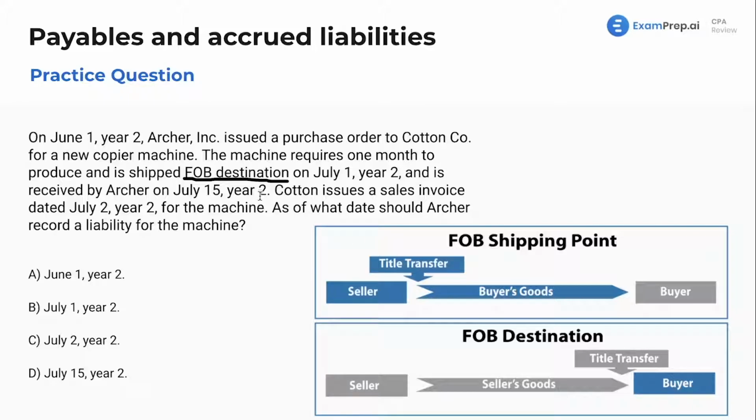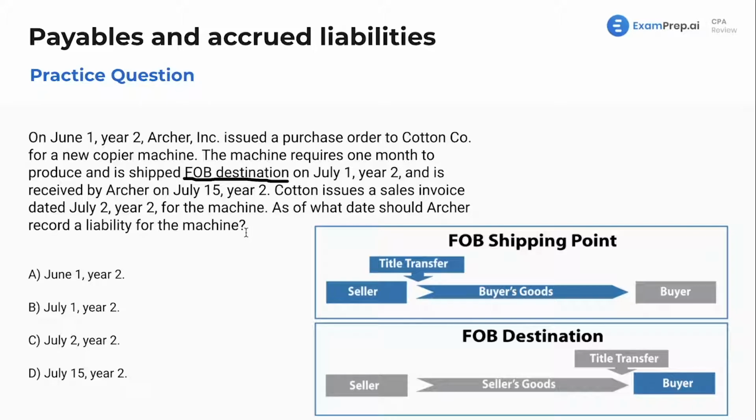So let's take a look. We have FOB destination. And what date makes sense here? Well, if we look, when does the title transfer? It's received by Archer on July 15th, year 2. That's when it's received by the buyer, Archer, who issued the purchase order to Cotton Company. So that's when Archer would record a liability for the machine, because now Archer has to pay for it.